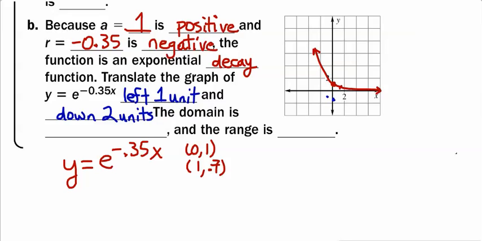And here's the key thing. The asymptote used to be at 0, right? That goes down 2 because of the minus 2. So the asymptote is now down at negative 2, and you have yourself exponential decay with that new asymptote at negative 2. So the domain is all real numbers. Have I mentioned that the domain is always all real numbers? Perhaps once or twice. And the range is all the numbers above the asymptote. So y is greater than negative 2. And that is the end of example 3. Thanks for watching.